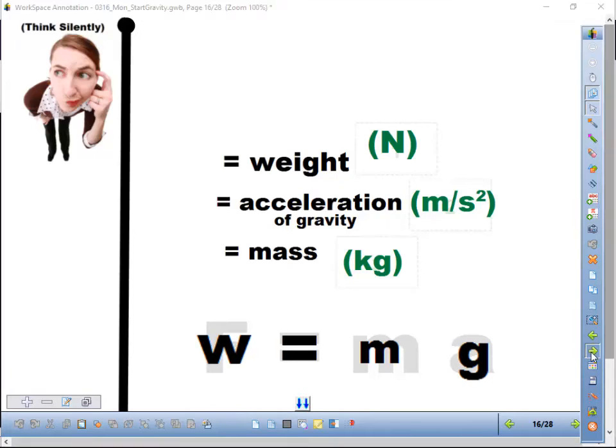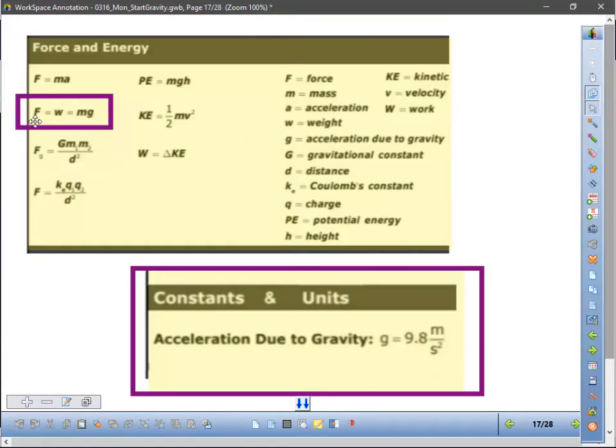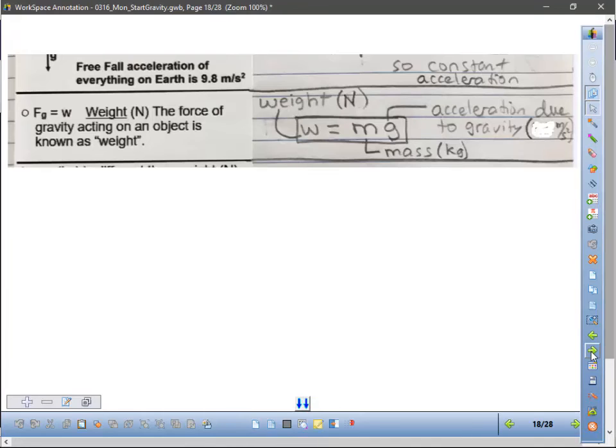So when we go to our formula sheet, you'll find it right here. W equals mg. And you'll see acceleration due to gravity is 9.8 meters per second squared. So this is the formula sheet. On the formula sheet, you get to use it on all our quizzes. Let's put this in our notes. So here you have our notes, let me zoom in on this so it's easier to read.